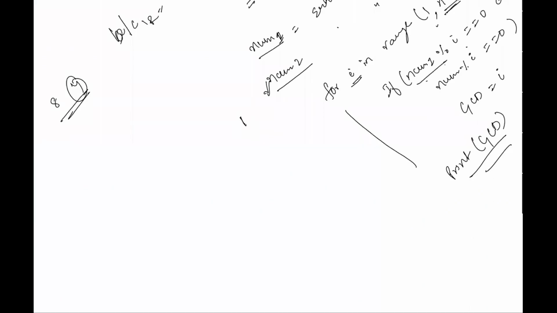It will divide 8 by 1 and the remainder will be 0. Then again it will check for num2. 4 divided by 1, remainder is 0. This is true. GCD will become 1. Then it will go and check for 2. So 2 also completely divides 8 and 4. Now GCD will become 2. So it will be overriding the previous value, and the new GCD value will be 2.